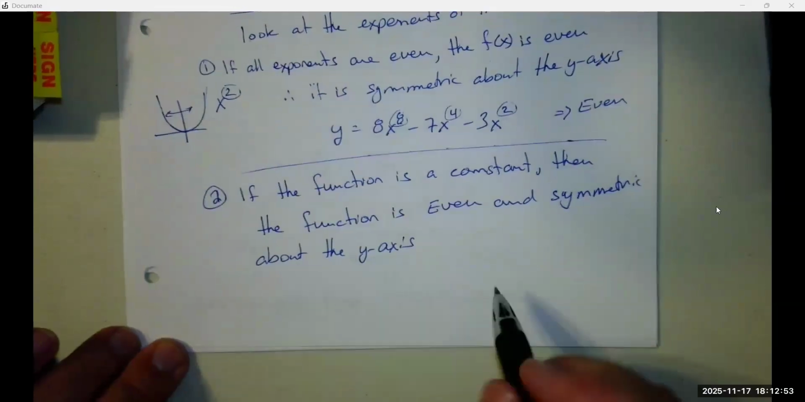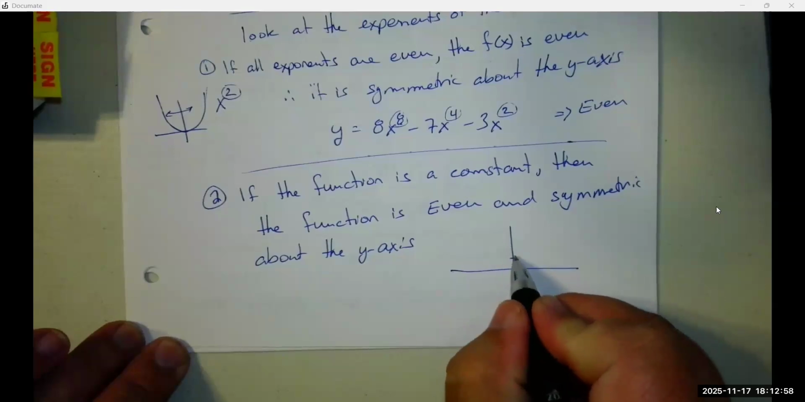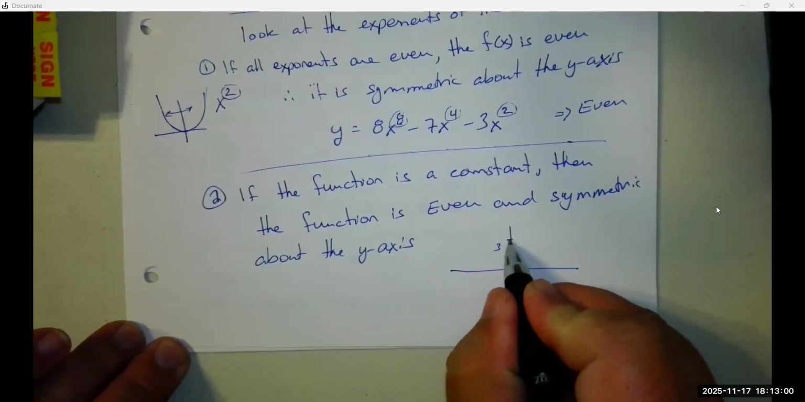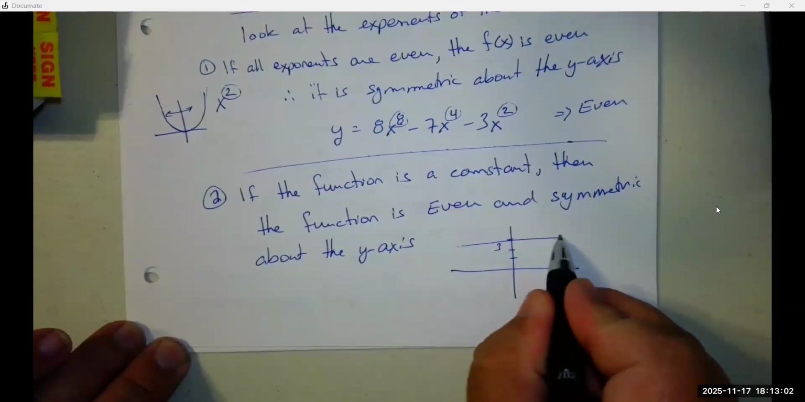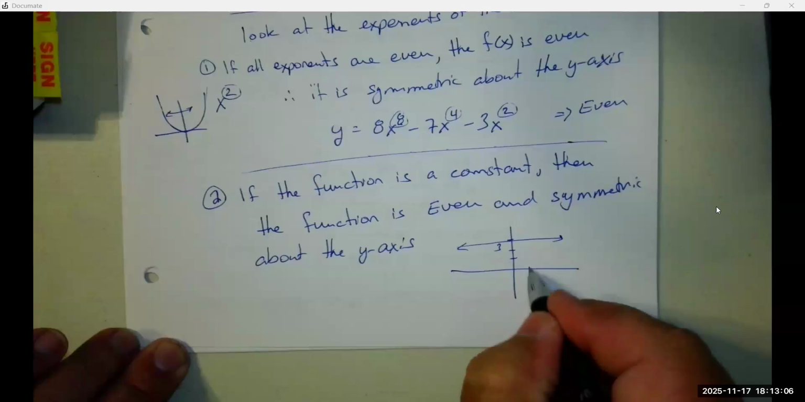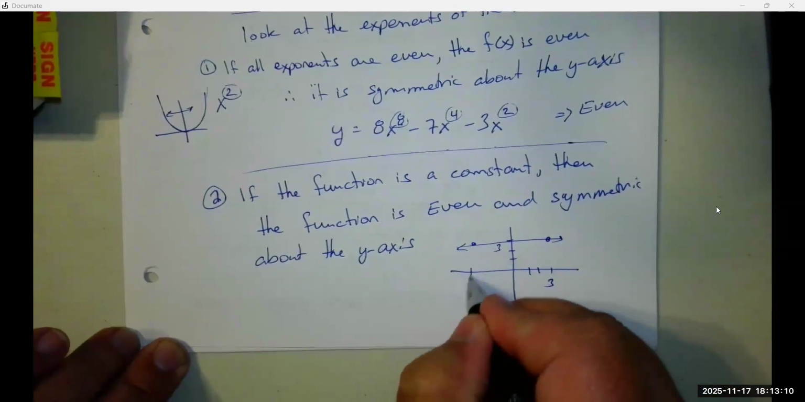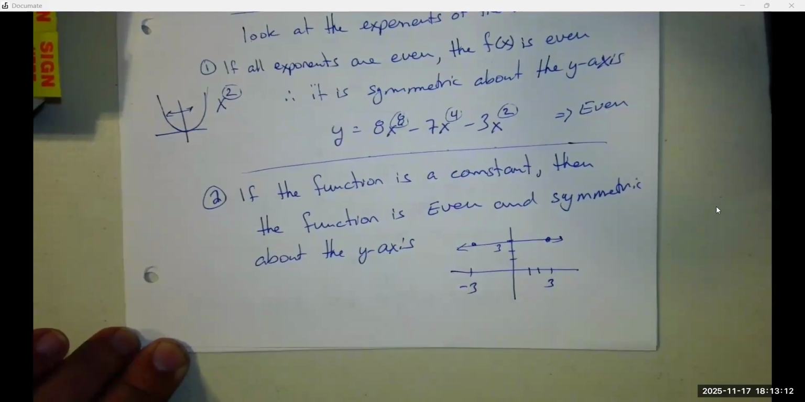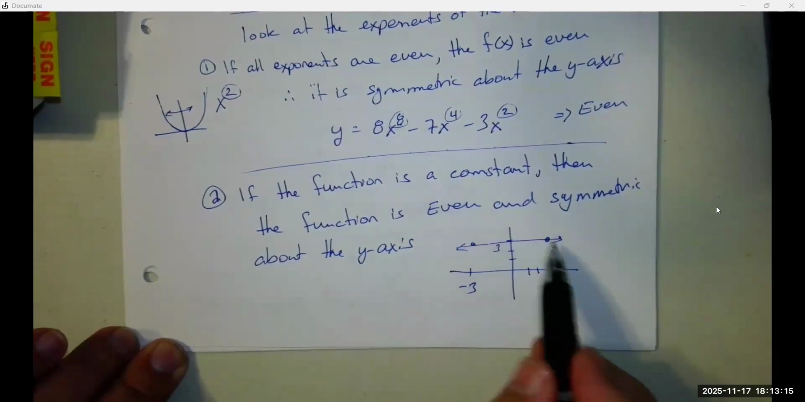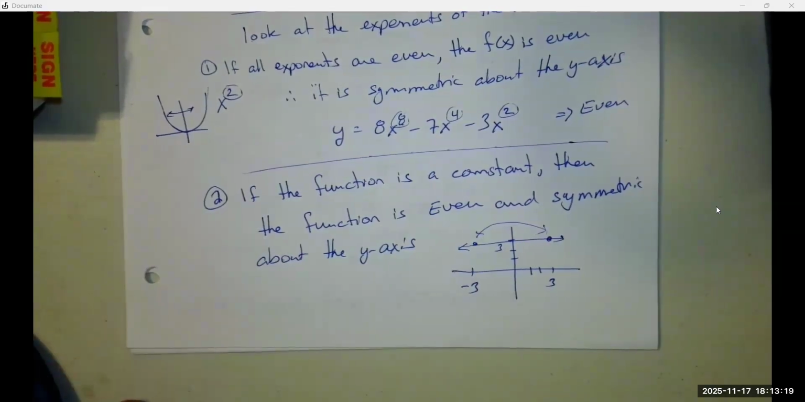But let's look at a constant function. Let's say the constant function was 3. It's a horizontal line. Because it's a horizontal line, any x value I pick, it's going to have a mirror image on the other side. So a constant, by definition, is symmetric about the y-axis because it's horizontal.